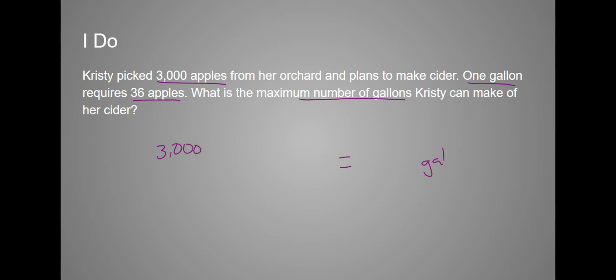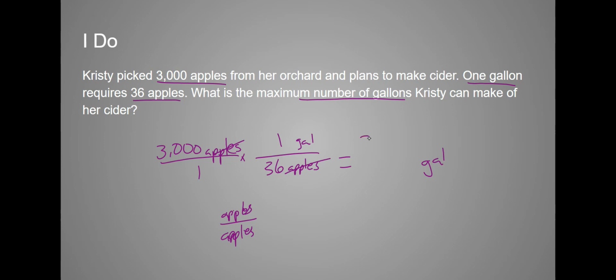So let's take this in order. 3,000 apples. Because it's rational, I'm going to put this over 1. I want apples to disappear. Remember, I want to be left with gallons. And in order to do that, I need to get apples divided by apples. Remember, that is the division identity property. So that means 36 apples will go here, and 1 gallon will go here. Those units will cancel out.